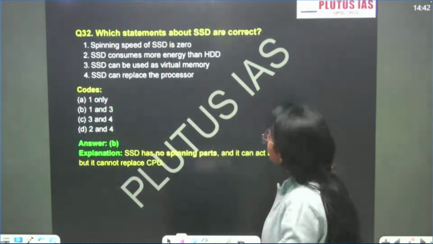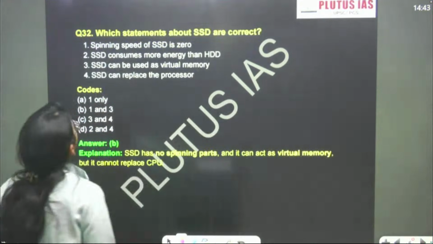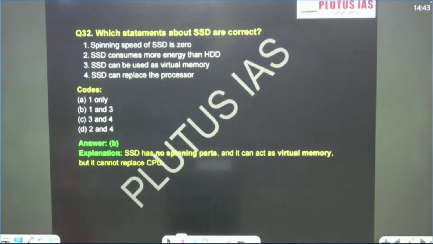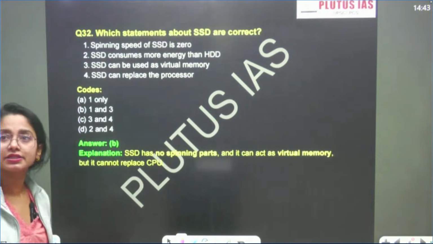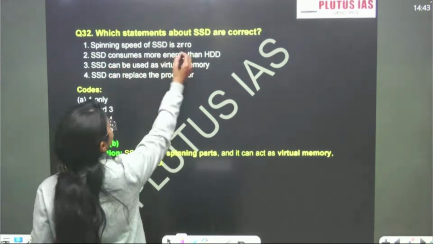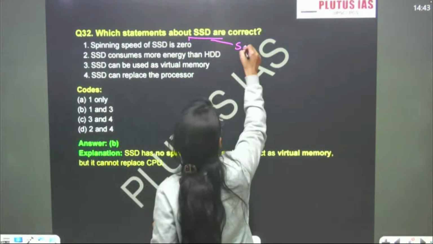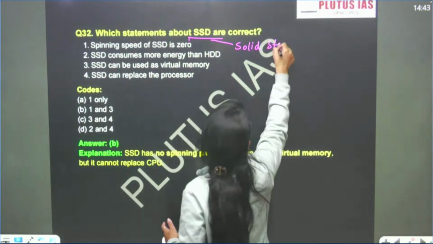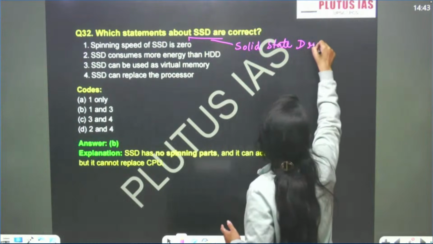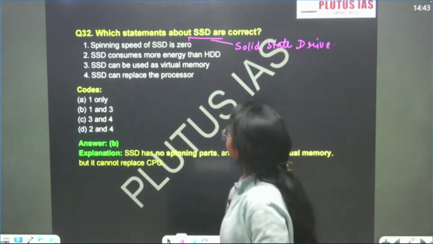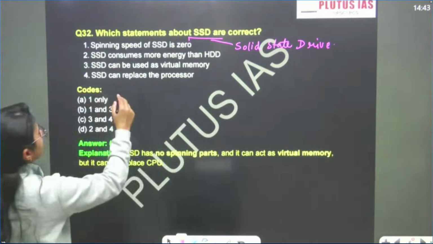Okay. Next question is about this. Which statements about SSD are correct? So first of all, what is SSD? We need to know that SSD is a solid state drive. Solid state drive. Okay, so the spinning speed of SSD is 0.